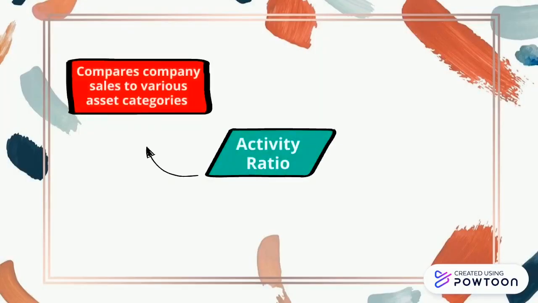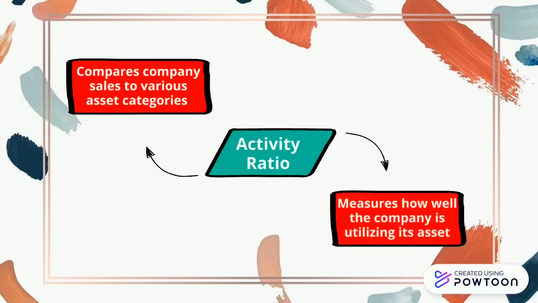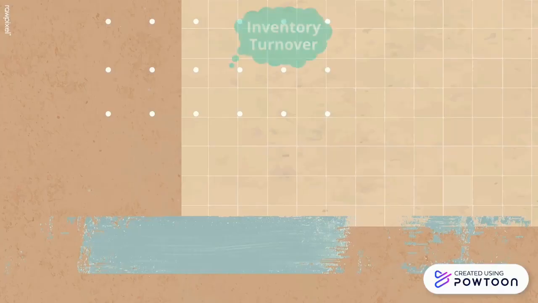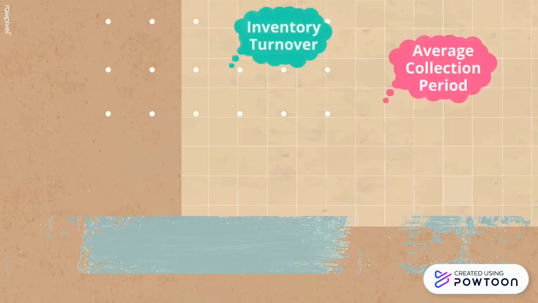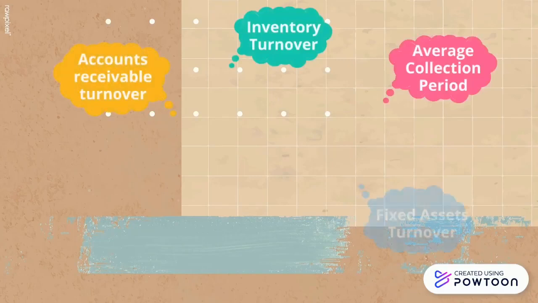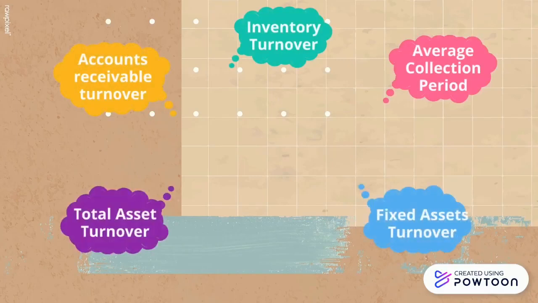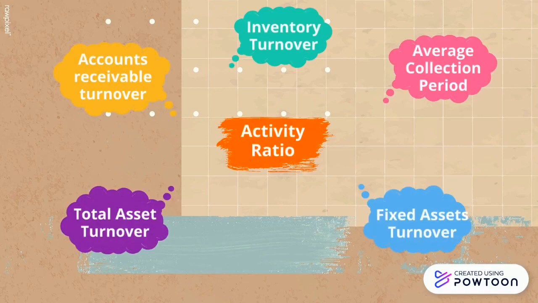Next is activity ratio. Activity ratio compares company sales to various asset categories such as account receivable, inventory, and also net fixed asset. Activity ratio also measures how well the company is utilizing its asset. Inventory turnover, average collection period, accounts receivable turnover, fixed asset turnover, and total asset turnover are all included in activity ratio.